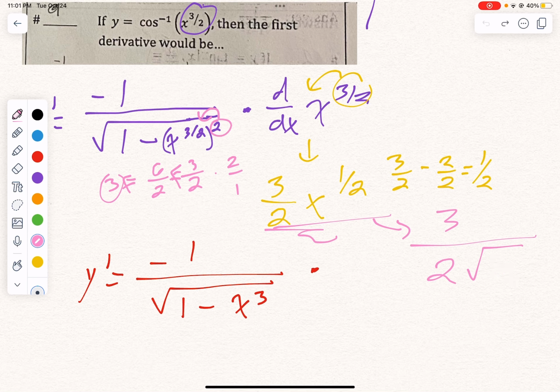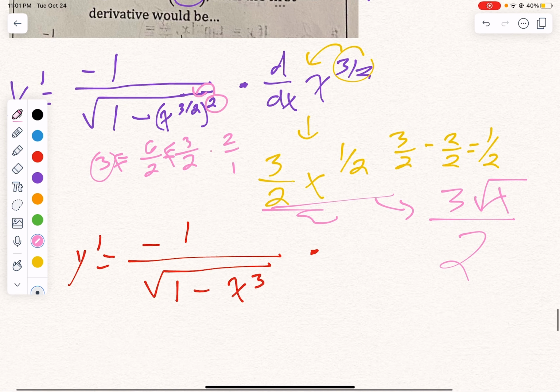Oh no, I apologize, there's no negative here. See, I made the exact mistake I said not to make. It would be 3 over 2 square root of x.